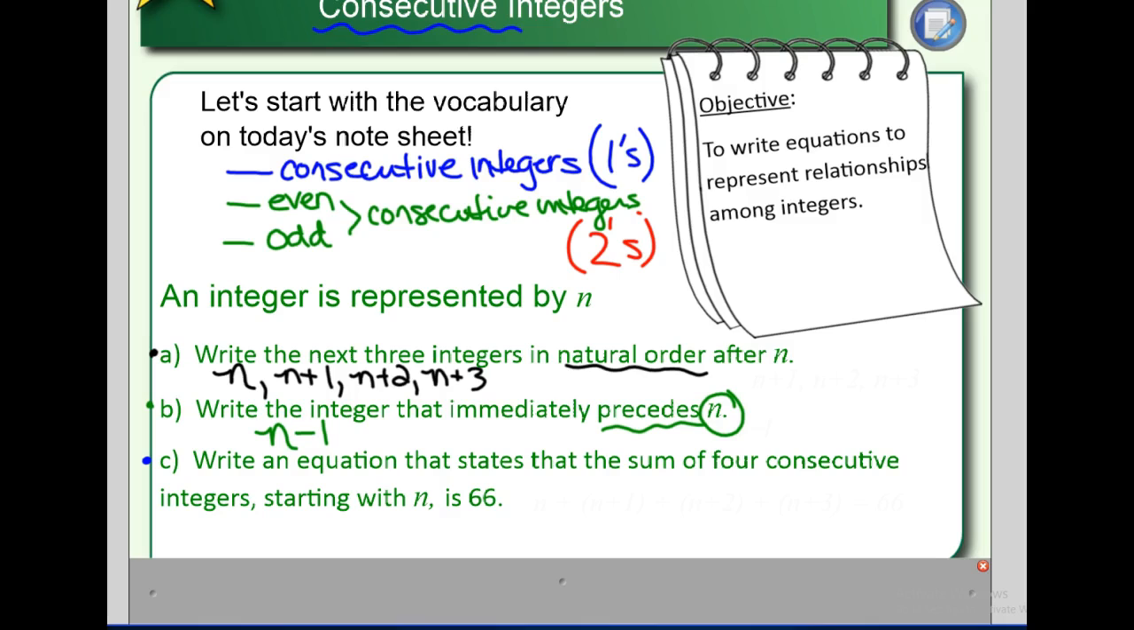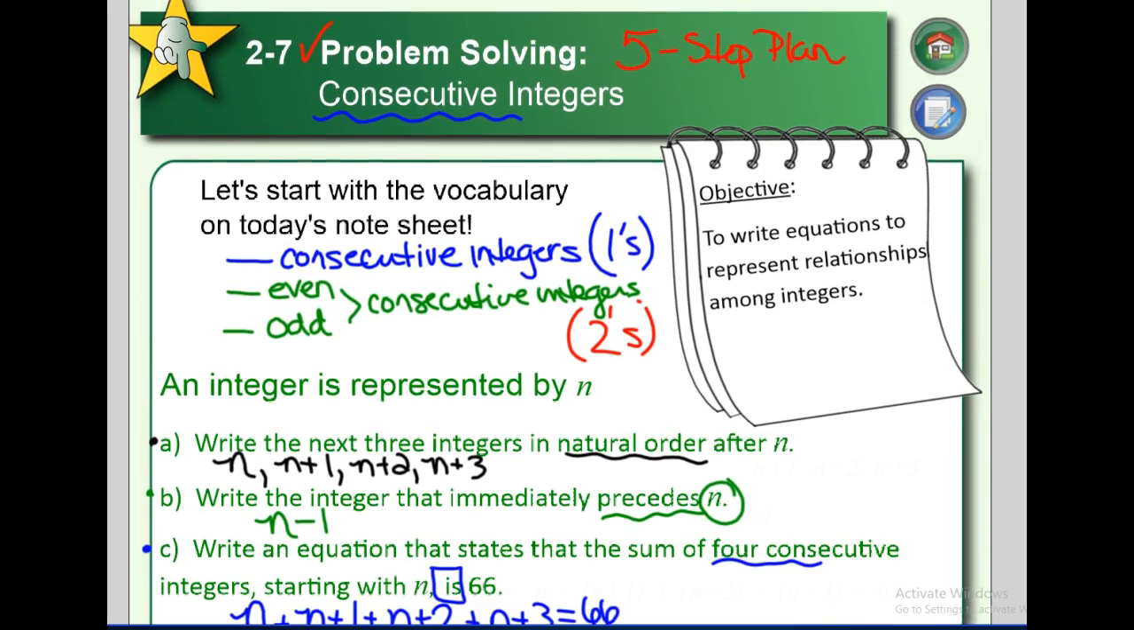Now, let's look at letter C. Write an equation that states that the sum of 4 consecutive integers starting with n is 66. So we need 4 consecutive integers. What does consecutive mean? One right after the other. What are we counting by? Ones. So the first integer is n, plus the second integer, n plus 1, plus the third integer, n plus 2, plus the fourth integer, n plus 3. What does is mean? Equals 66.